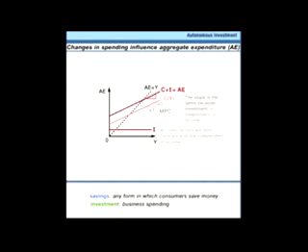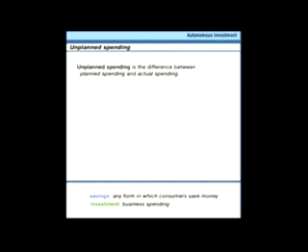Now, I want to make one more point before I look at some historical data as a way of wrapping up this discussion, and that is that there are two kinds of business spending. There is planned spending and there is actual spending. The difference between actual business spending and planned business spending is unplanned spending. And in our story about the macroeconomy, unplanned business spending is the unintended accumulation of inventories.